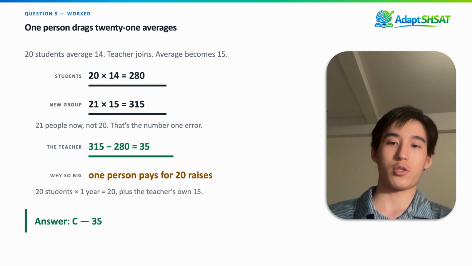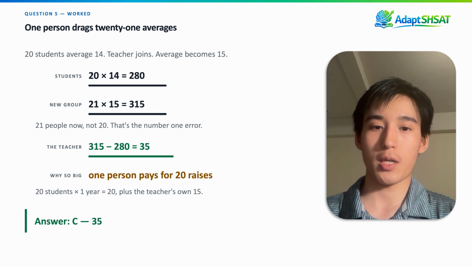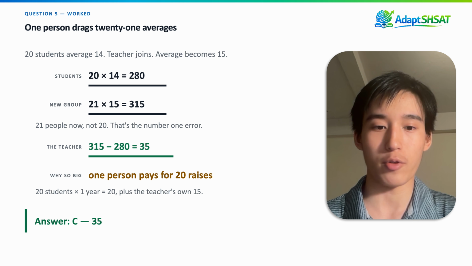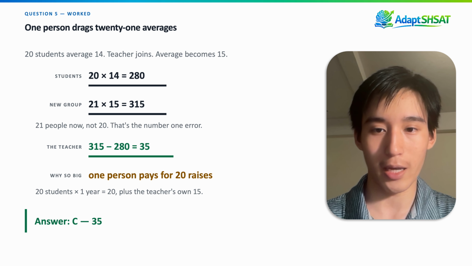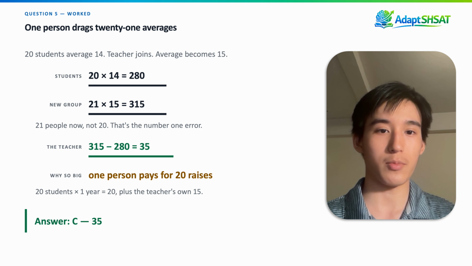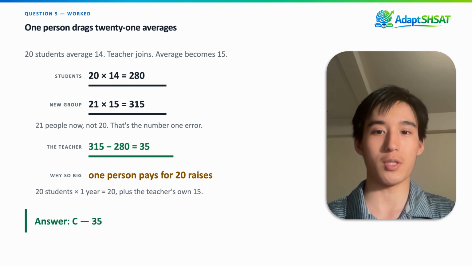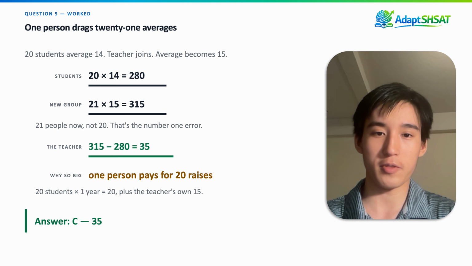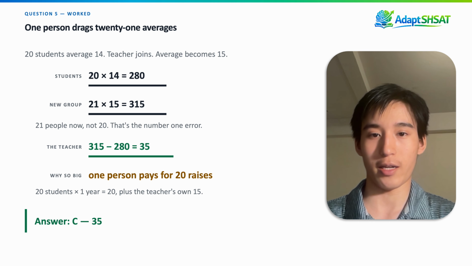So this is the part that's important to take away. Why is 35 so much bigger than 15? It's because the teacher has to join at a much larger than the average because there are already so many students in the classroom. So that means there has to be 20 extra years that have to come from somewhere, and those come from the teacher. So you get that 20 plus 15 is 35. So if you get that, you can do this question in your head next time.